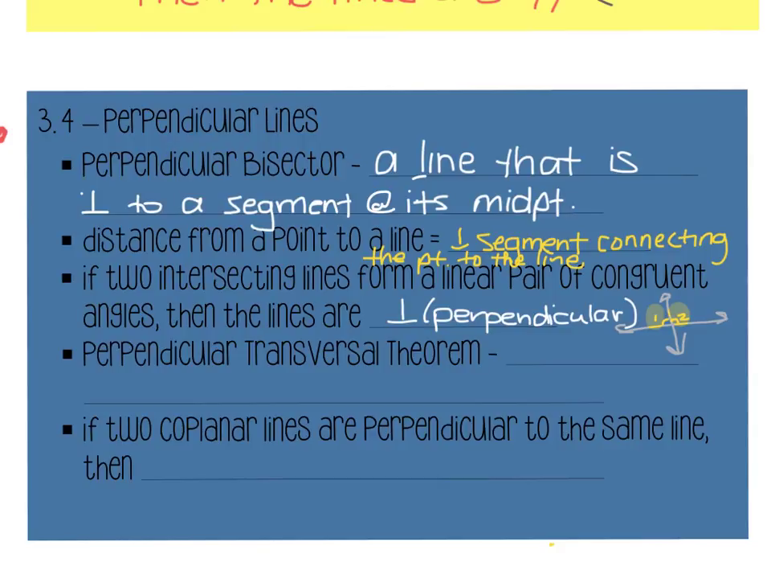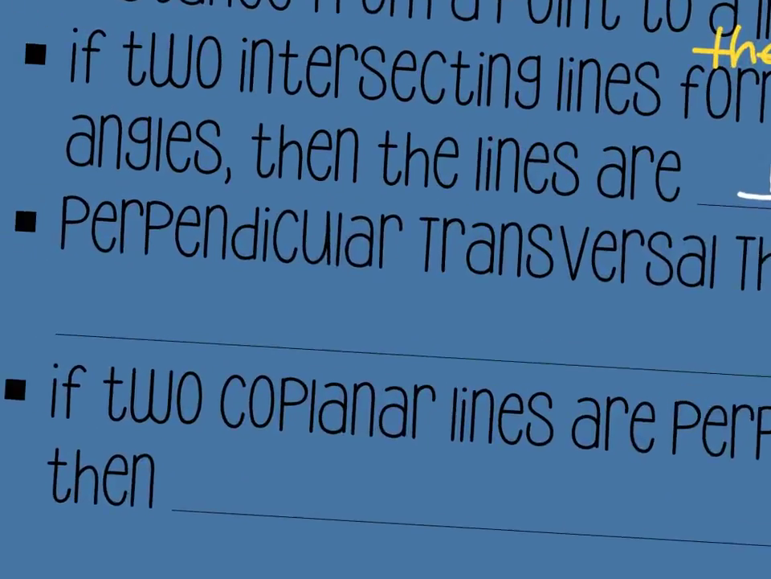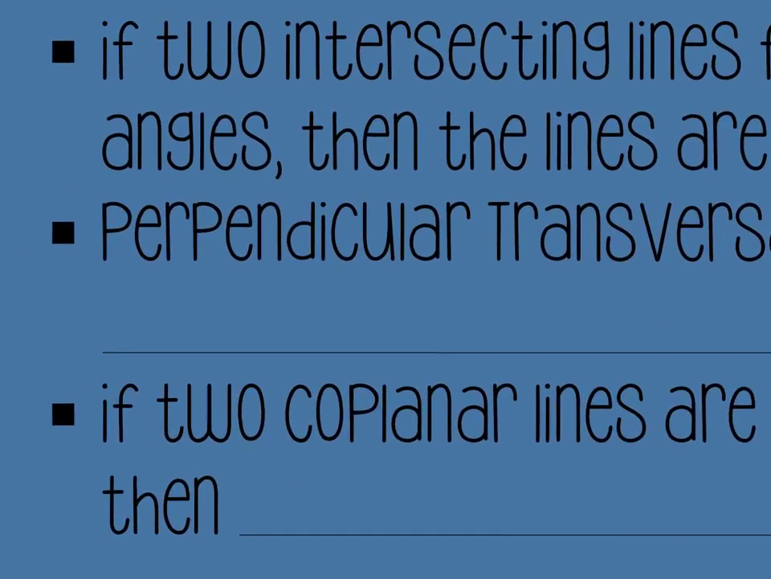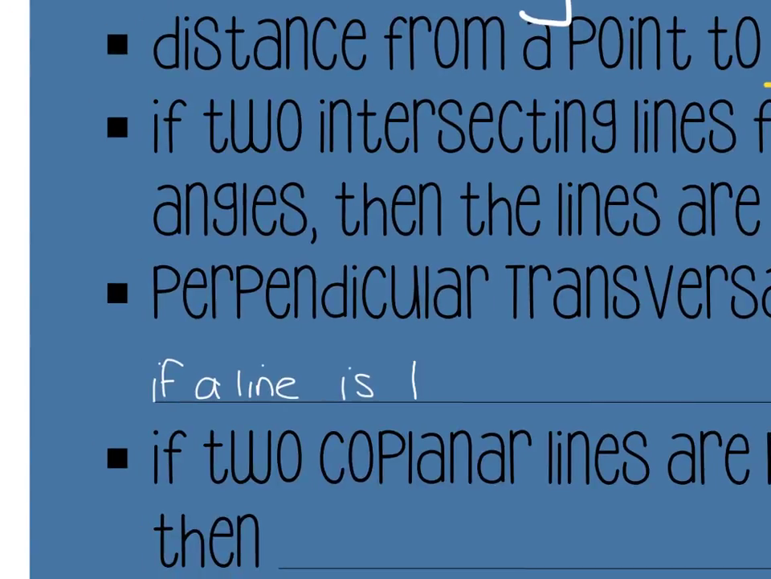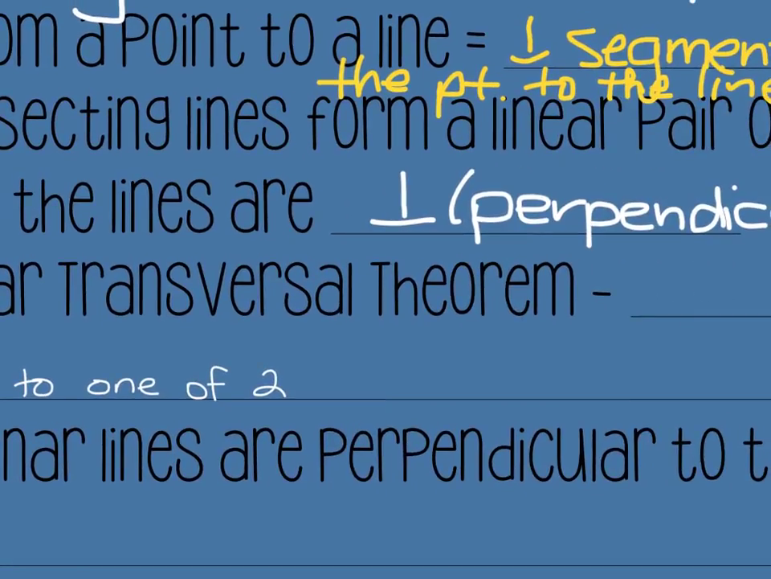The perpendicular transversal theorem says that if a line is perpendicular to one of two parallel lines, then it is perpendicular to the other one.